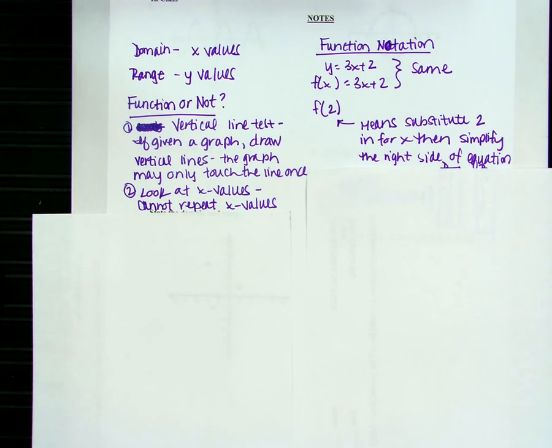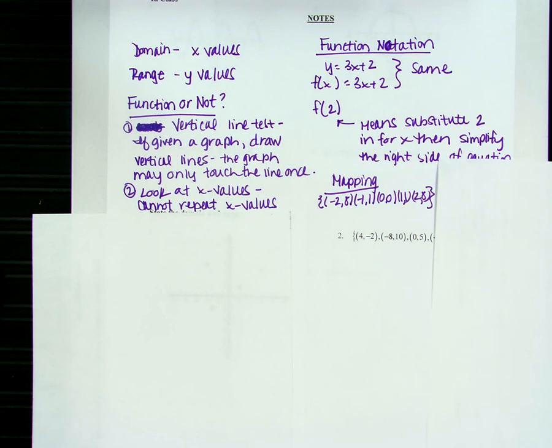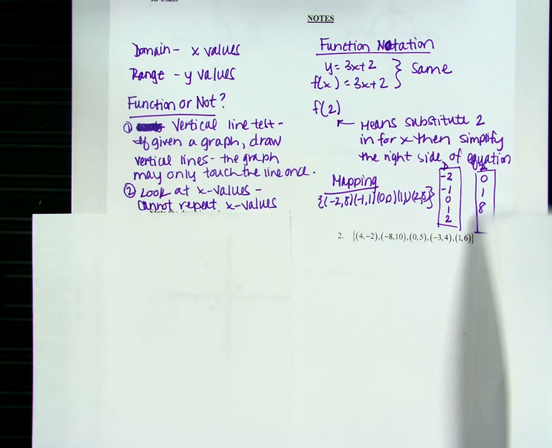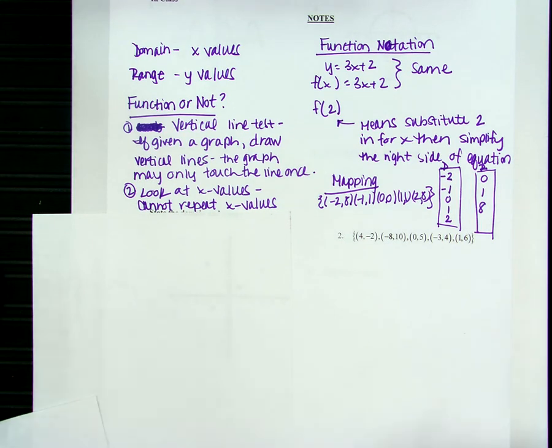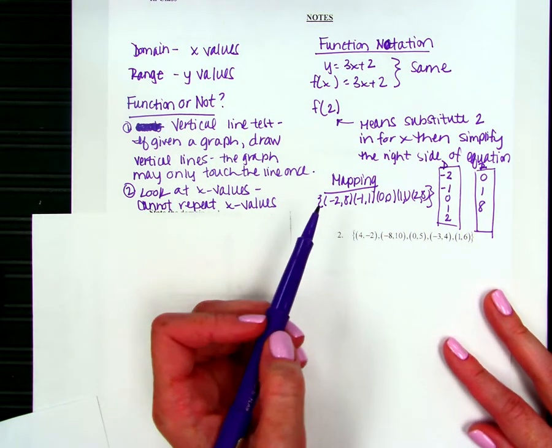The very last thing on the notes is our mapping. We're given a list of ordered pairs, and we need to write out in order from least to greatest all of our domain, which is all of our x values, and all of our range, which is our y values. Once you have those in your box, you just draw an arrow from the x value to the y value.